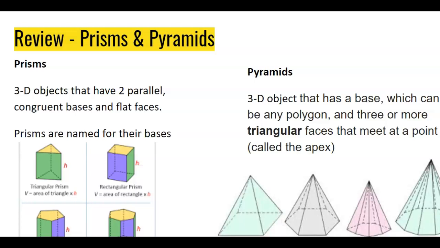Prisms are 3D objects that have two parallel congruent bases and flat faces, like the triangular prism, the rectangular prism, the pentagonal prism, and the hexagonal prism.